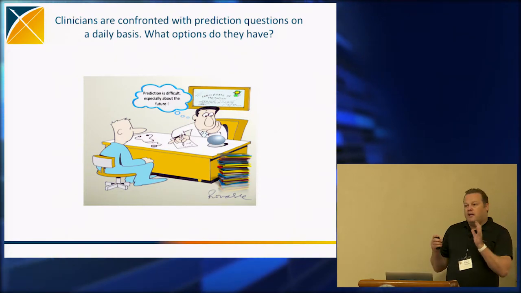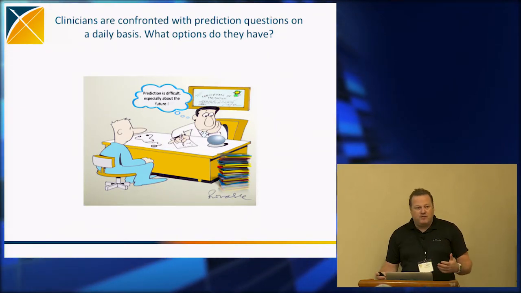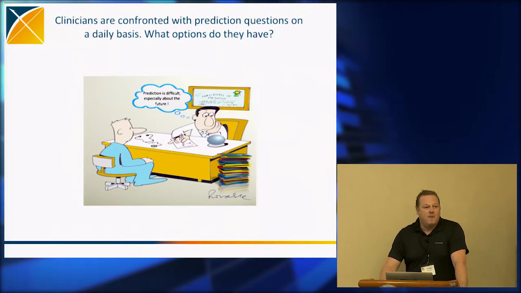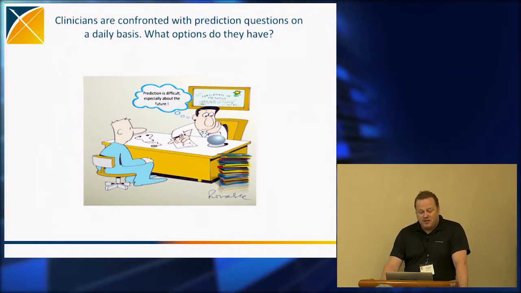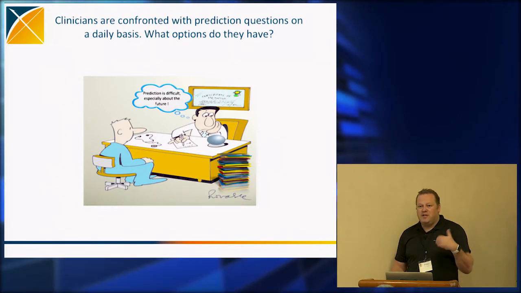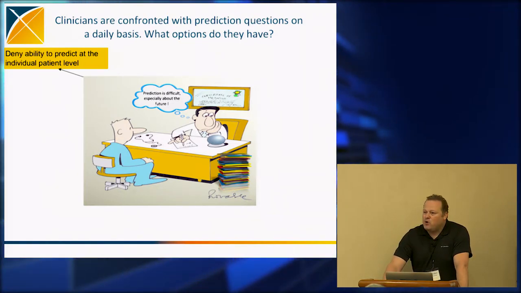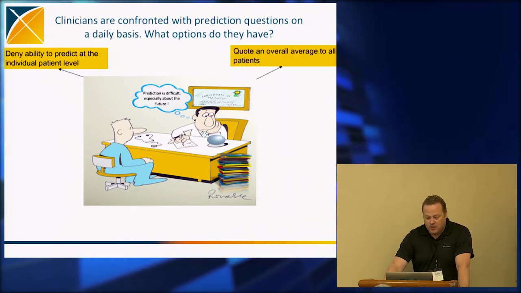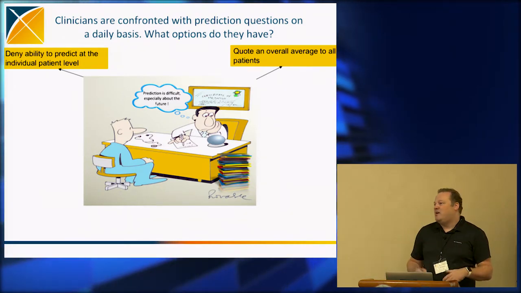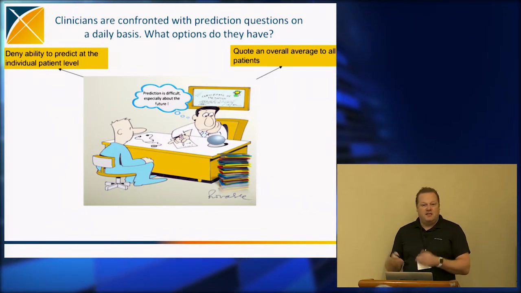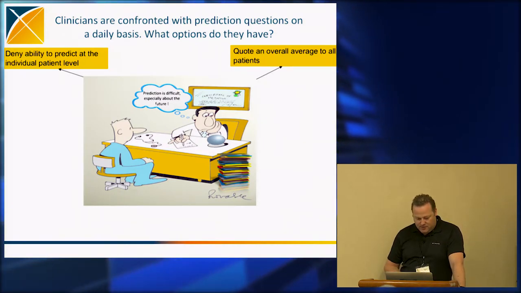Okay, so clinicians are confronted with prediction questions almost on a daily basis. For example, a patient with atrial fibrillation that visits his doctor may have a question about his chance of getting a stroke. For the physician, that's a very difficult question to answer. And most of these prediction questions, he actually cannot answer, so he would better say that he doesn't have the ability to do that. But that's, of course, not a very good answer for the patient. So what the doctor could also do is quote an overall average to all the patients, all the patients about that age, their probability of getting the disease is such and such. That is, of course, not really tuned to that specific patient, and it's not the best answer.